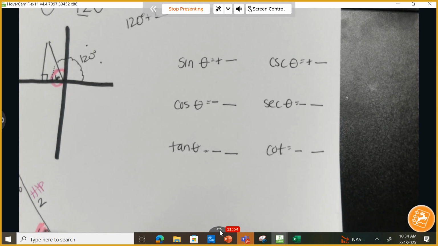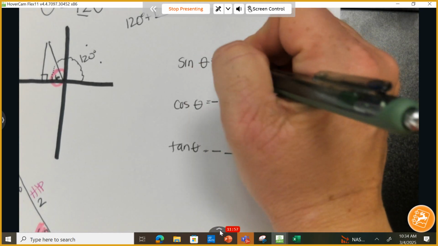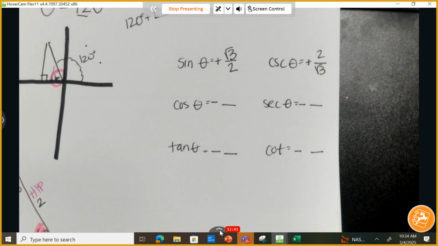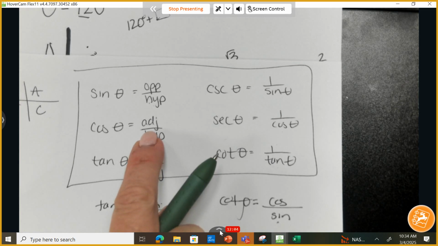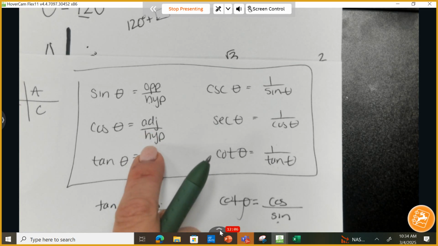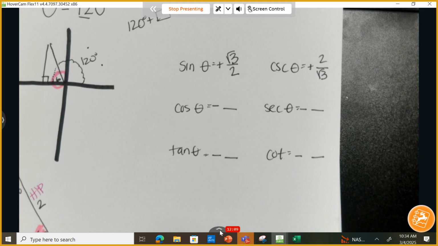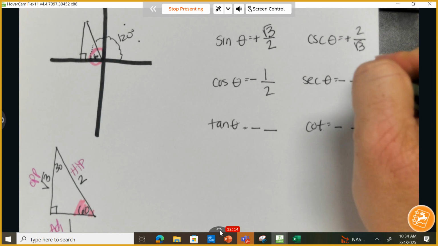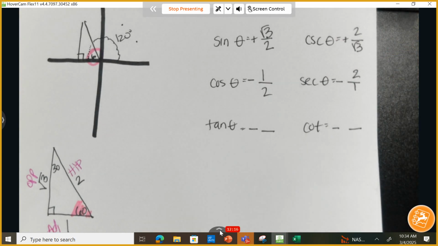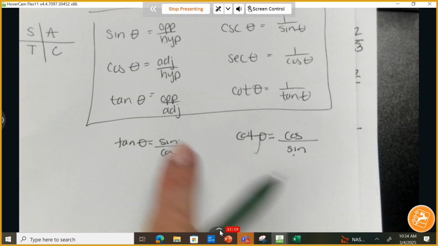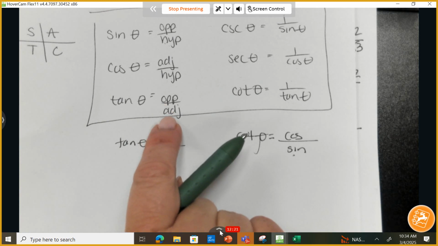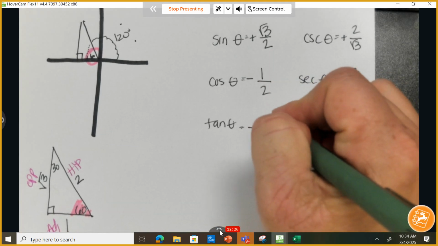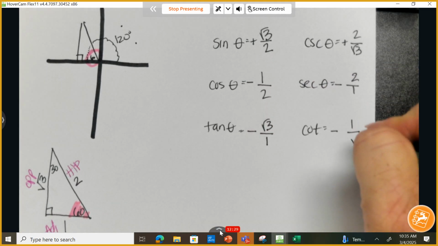Okay, here we go. So here's my angle. Opposite is the square root of 3. Hypotenuse is 2. And then I flip it. Cosine. What side is adjacent? What side is hypotenuse? In that order. Adjacent is 1. Hypotenuse is 2. And then I flip it. Tangent is going to be opposite over adjacent. Opposite is going to be square root of 3, and adjacent is 1. And then I flip it.